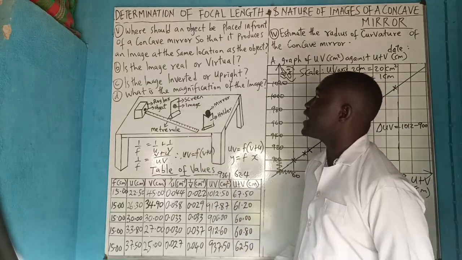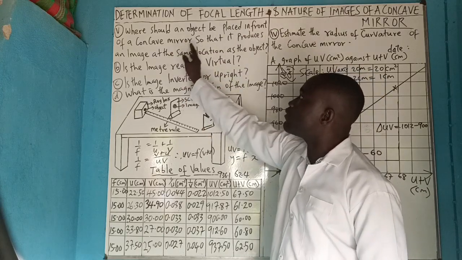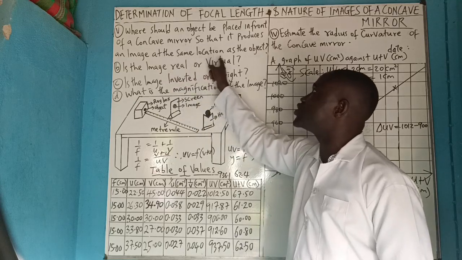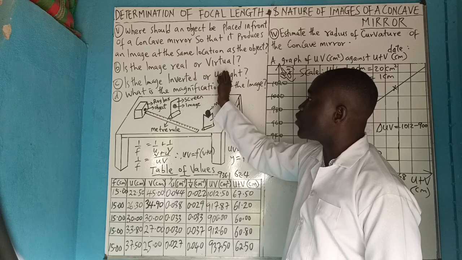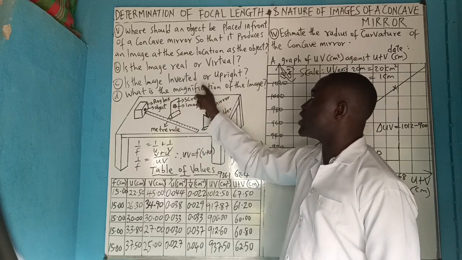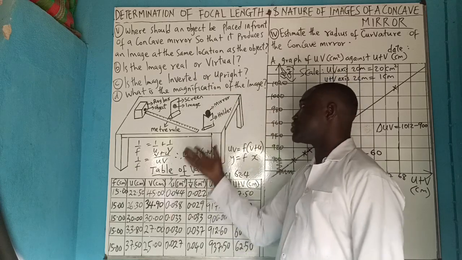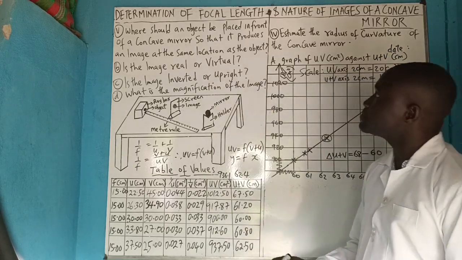Okay, so finally, where should an object be placed in front of a concave mirror so that it produces an image at the same location as the object? Is the image real or virtual? Is the image inverted or upright? What is the magnification of the image? These are just miscellaneous questions. Now, how do we do that?